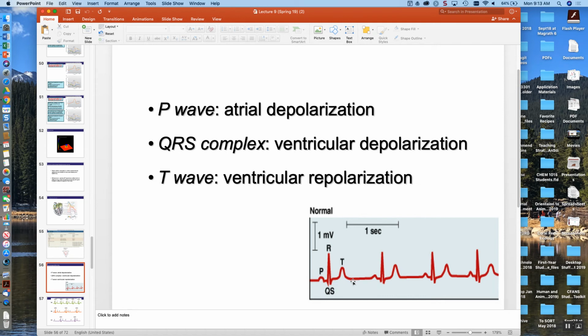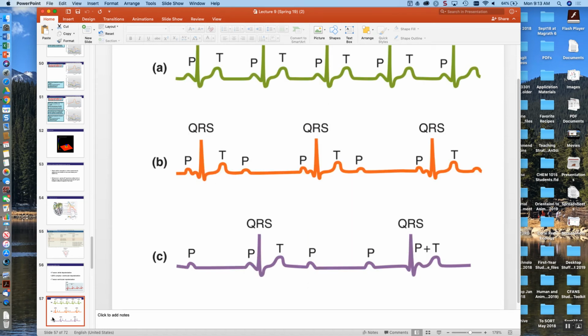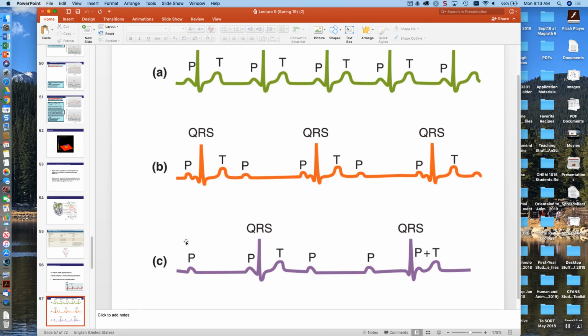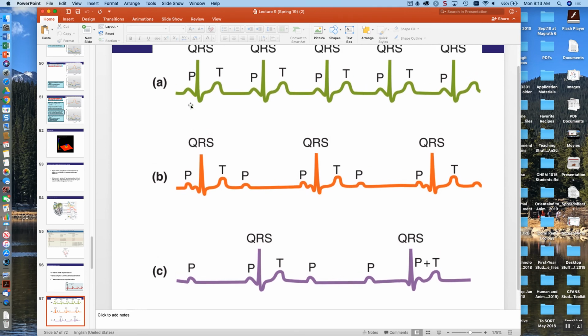All right. So moving right along here, let's take a look at some typical ECG data. What you'll notice at the top here is a normal sinus rhythm, right? Normal sinus rhythm. P, QRS, T wave. P, QRS, T wave. Okay?